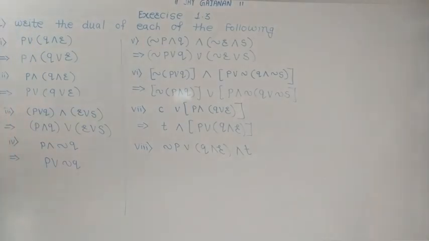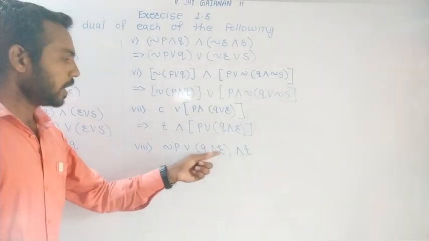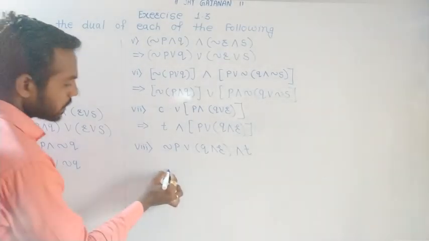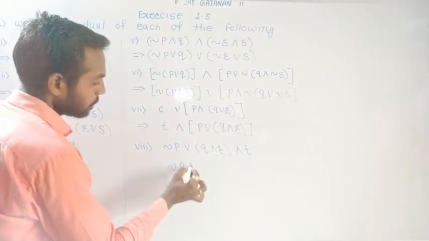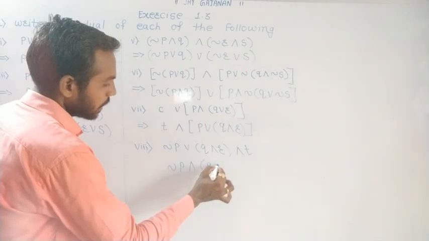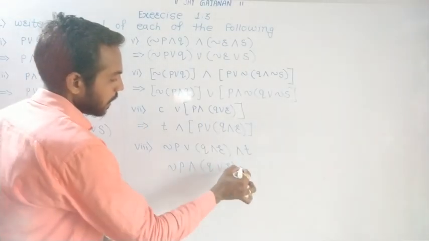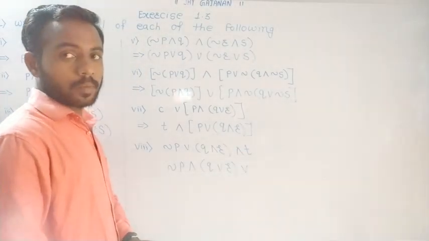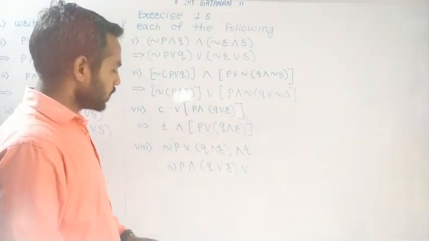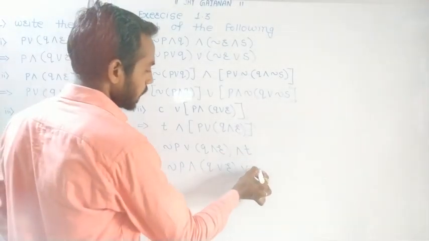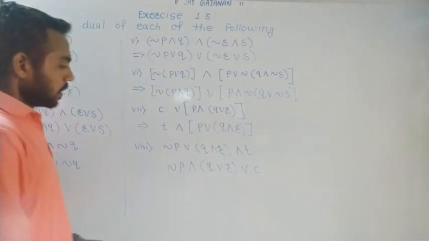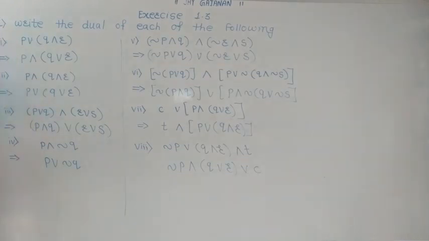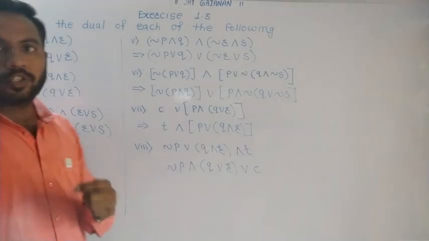Now in the last example, negation P or Q and R and t. Negation as it is, P, 'or' replaced by 'and', Q, 'and' replaced by 'or', R, 'and' replaced by 'or', and small t is denoted by a tautology, and we know that in the dual of a statement t is replaced by small c, and small c is a contradiction. This is the concept of duality, and I hope you enjoy this video.